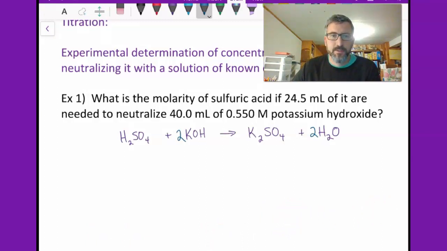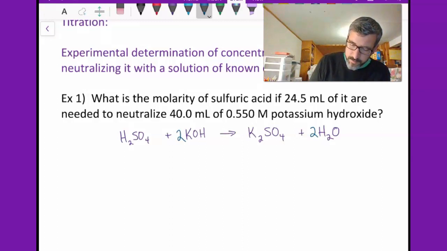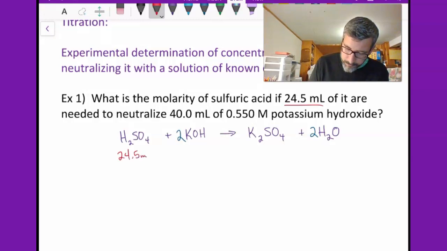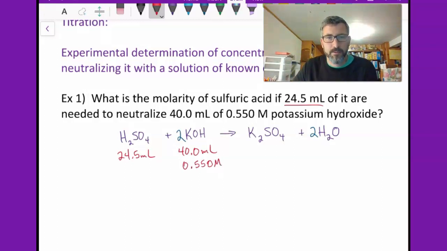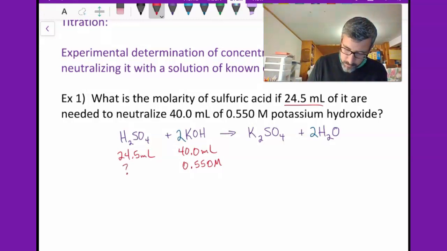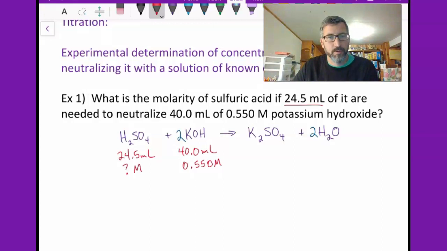All right, so then the next step is, I've got some stuff that I can draw out of the question and label here. We've got sulfuric acid, we've got 24.5 milliliters of it. Going to write that down. We've got 40 milliliters of the KOH, and we also know the molarity of the KOH is 0.550. Okay, and then we want to know what is the molarity of the sulfuric acid, so I'm going to say question mark molar H2SO4. Okay, so let's talk about how we can sort of problem solve here.